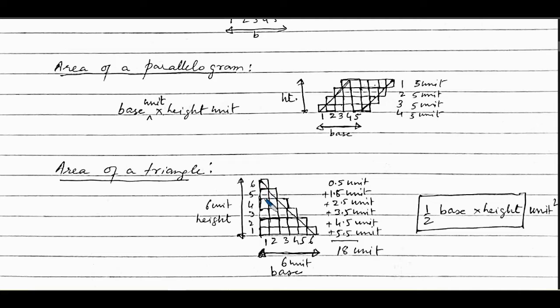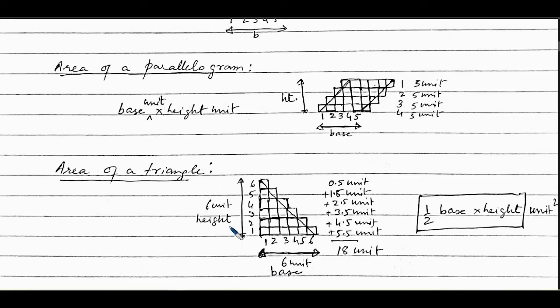So if you include all this, and the number of units you will get is, here it is 1.5, 1.5, 2 boxes and a half, 2.5. And similarly here it is 5.5, 1, 2, 3, 4, 5.5, 5.5. So totally if you do it, it is 18 units.